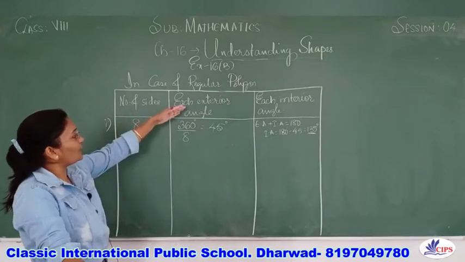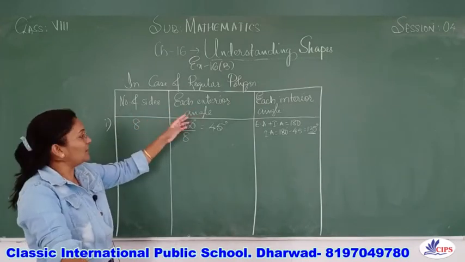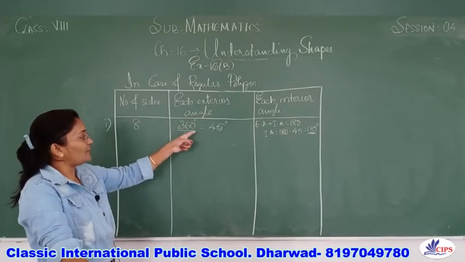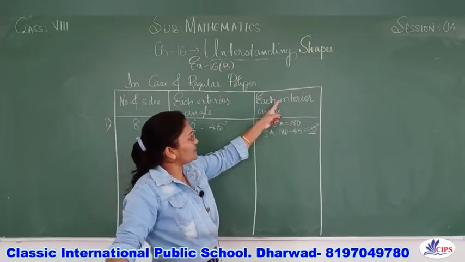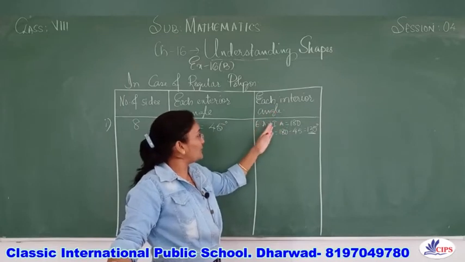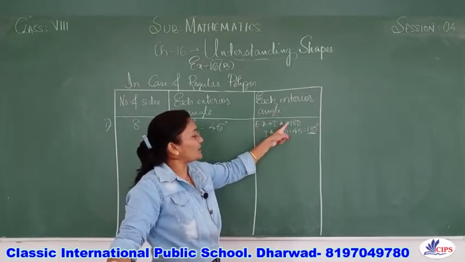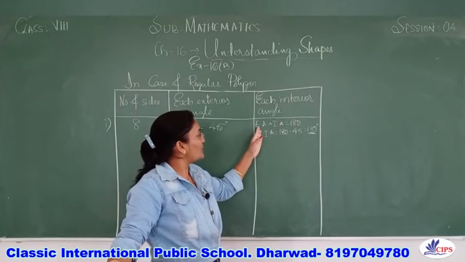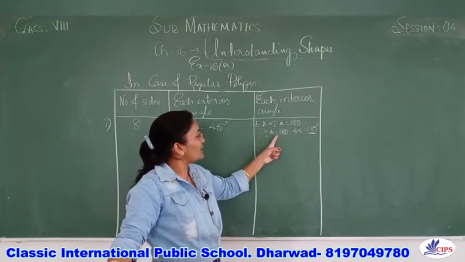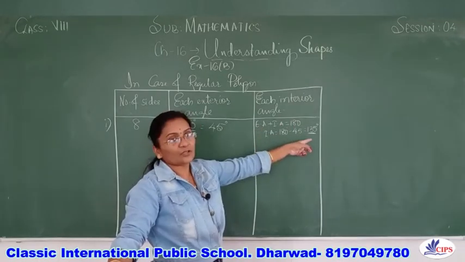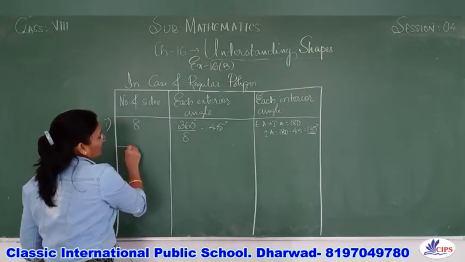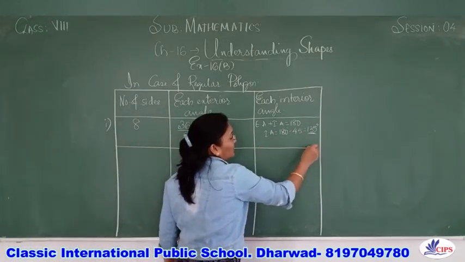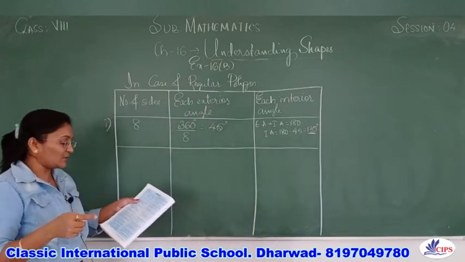They had given you only one number, that is the number of sides. Using that we found the measure of each exterior angle by dividing 360 by 8, and then they asked you to find the measure of each interior angle. We have the formula: exterior angle plus interior angle equals 180 degrees. We know the exterior angle, so interior angle equals 180 minus 45, so it will be 135 degrees. Like this we need to solve it. You have to do it in the classwork, don't do it in the textbook as there is no space.